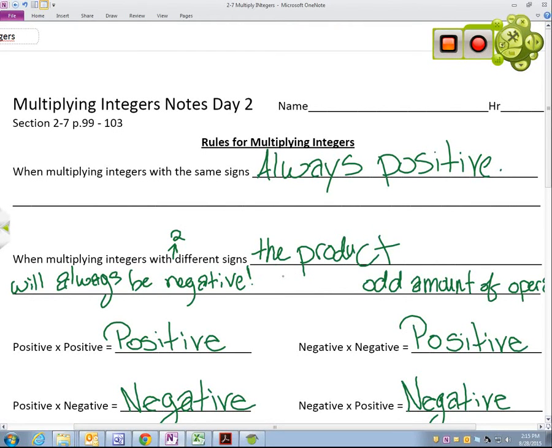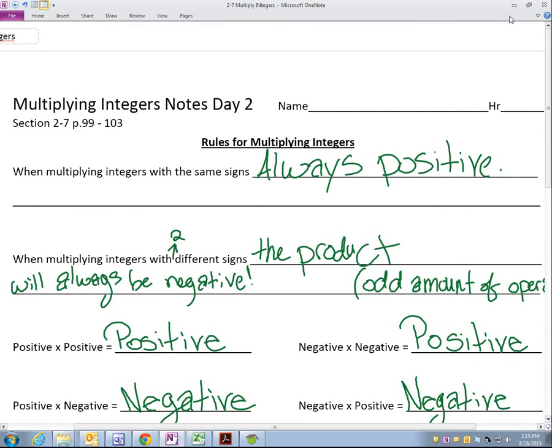Multiplying integers with different signs, the product will always be negative, unless an odd amount of operations. So whenever there's an odd amount of operations with different signs, if you have an odd amount of operations that are negative, with finding a product, it's going to be negative.